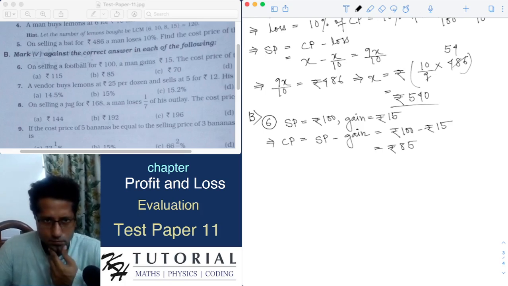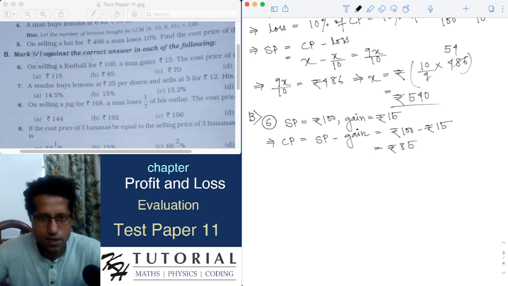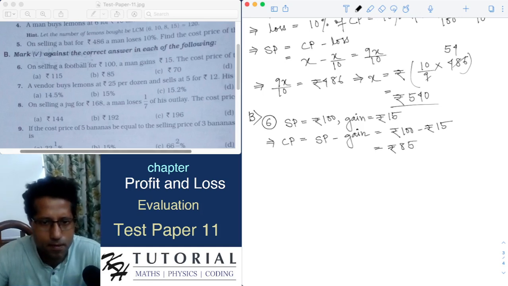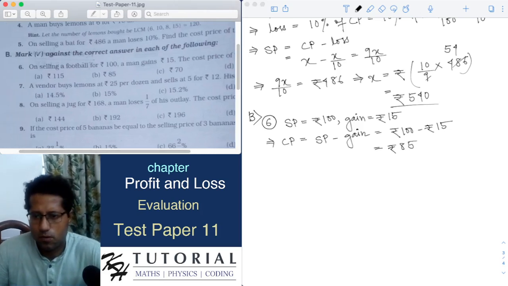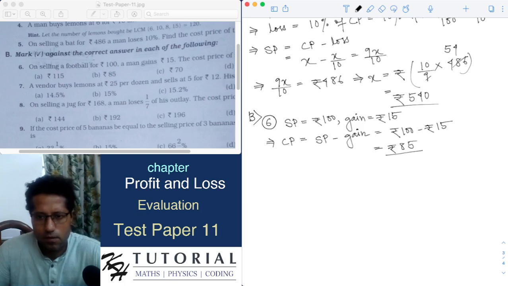Now, okay, so it has asked the cost price of the football. So the cost price is 85. So the answer is choice B.